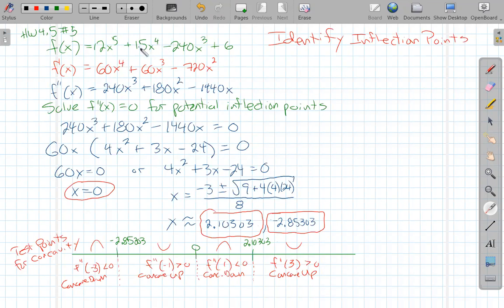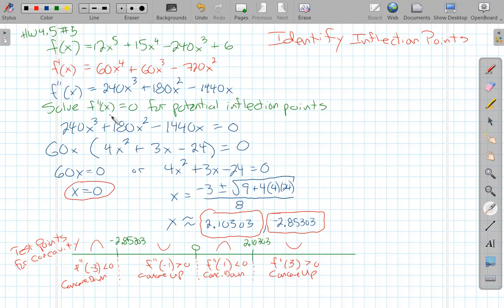4 times 15 is 60x^3. 3 times 240 is negative 720x^2, and then the derivative of 6 is 0. And then the second derivative of that: 4 times 60 is 240, x^3 is the power now. 3 times 60 is 180x^2, and then 2 times 720 is 1440x.